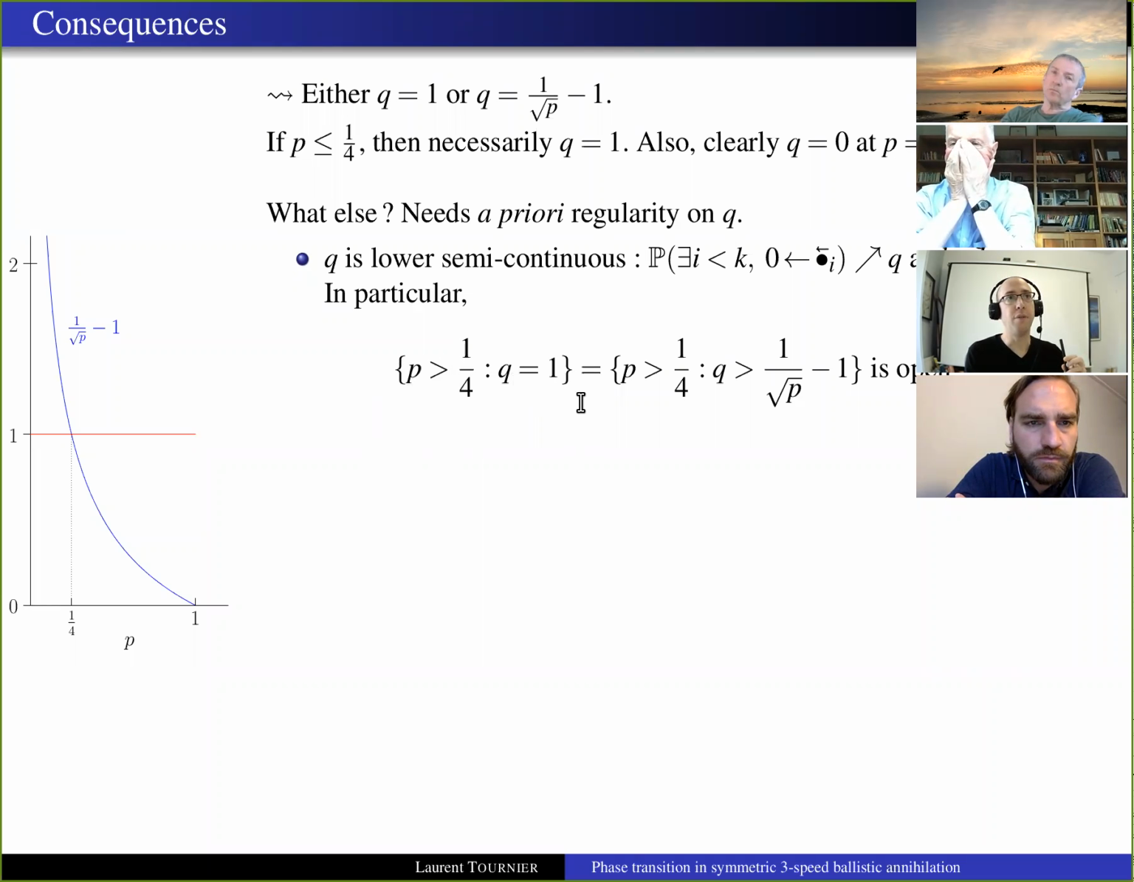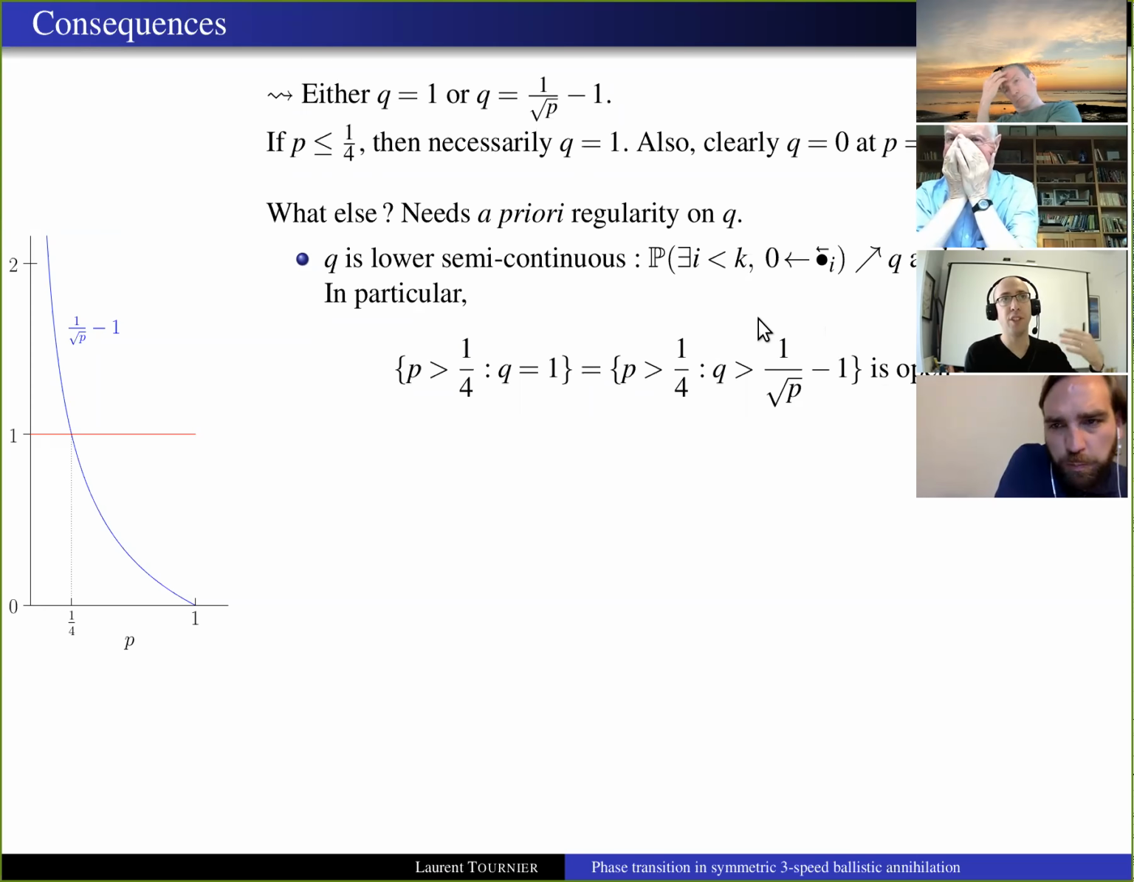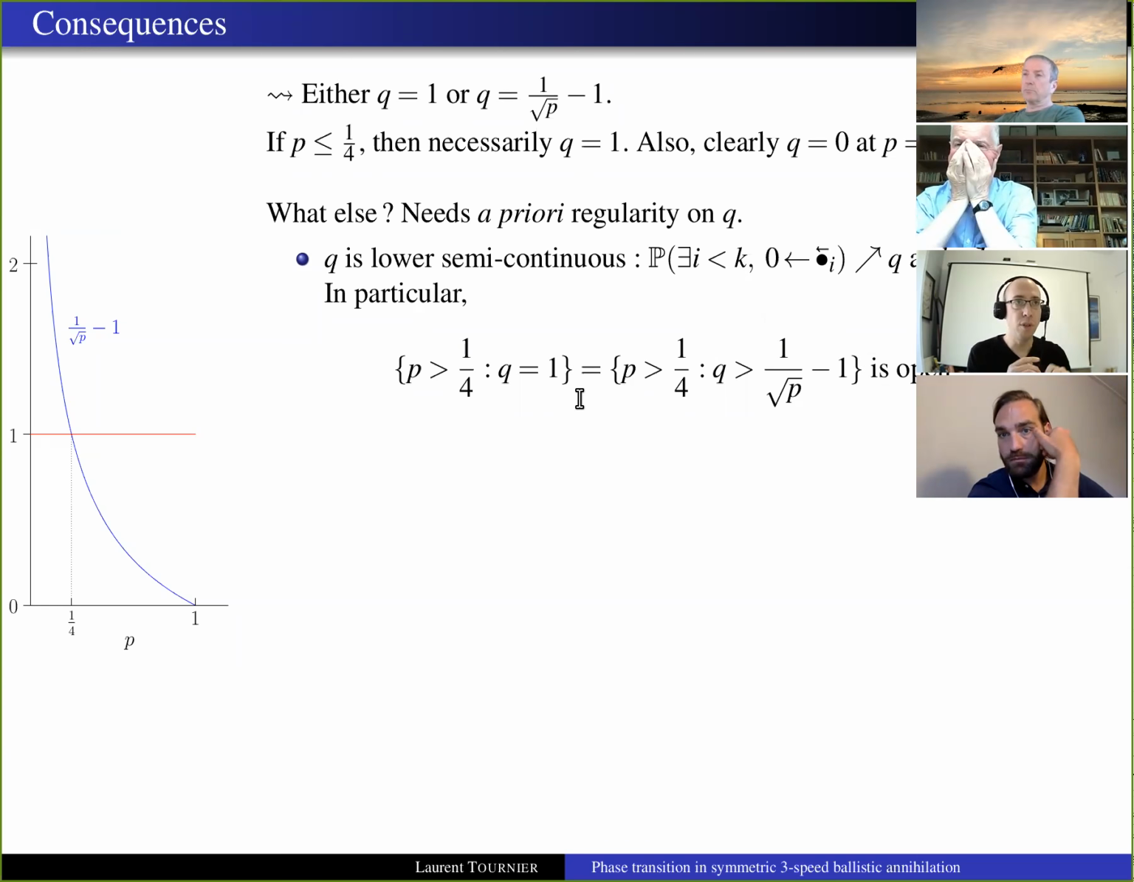This set is equivalent to having Q strictly larger than 1 over root P minus 1, because we know that we have only these two roots. And now if Q is lower semi-continuous, then this set here is open. So using both the fact that you have only two roots and that you can approximate Q by continuous functions, you get that the set here is open. So now, in order to use connectedness of the interval 1/4 1, you need to prove that it's also closed.